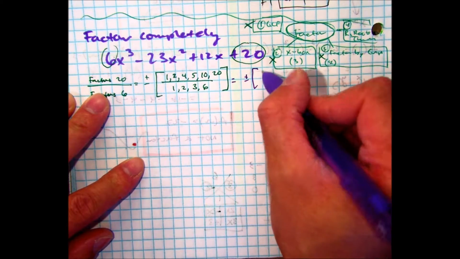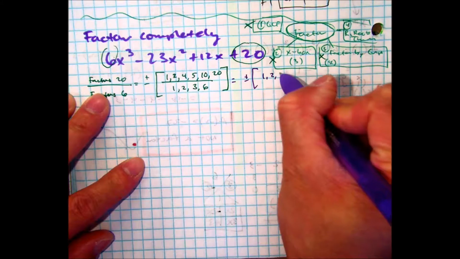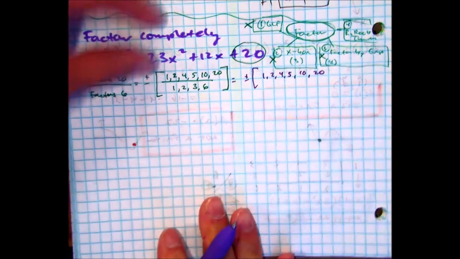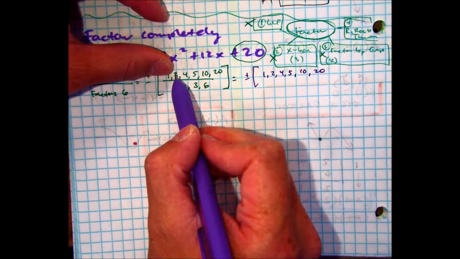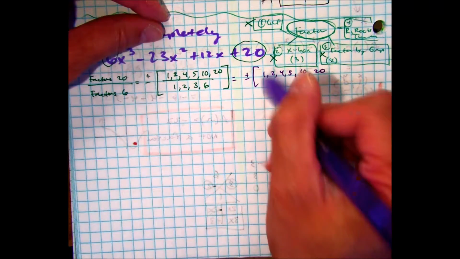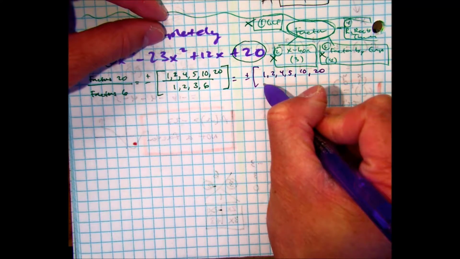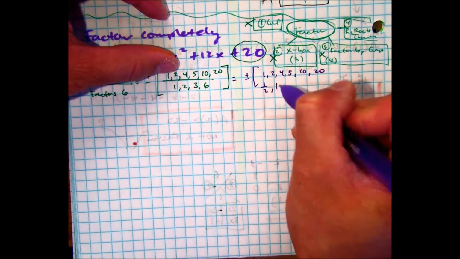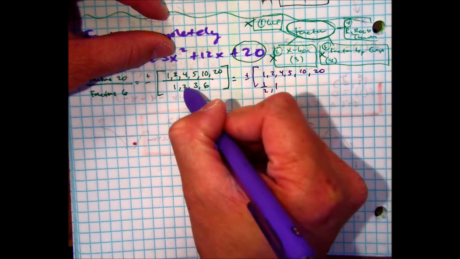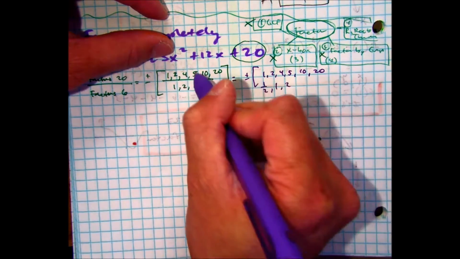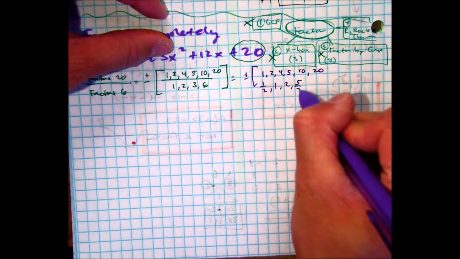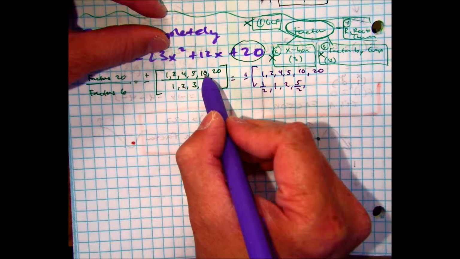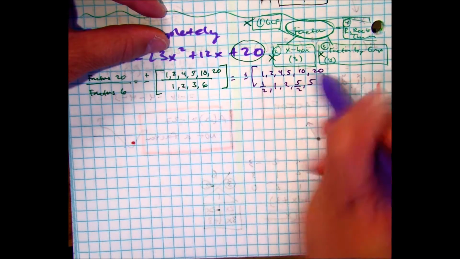What are those numbers, class? 1, 2, 4, 5, 10, 20. Okay. Now we're going to do all these numbers over 2. 1 over 2. 2 over 2 is 1. 2. 5 over 2. 10 over 2 is just 5. And then 20 over 2? 10.